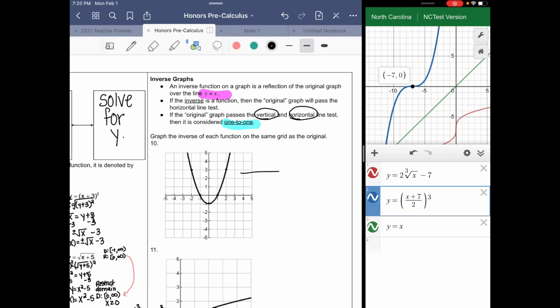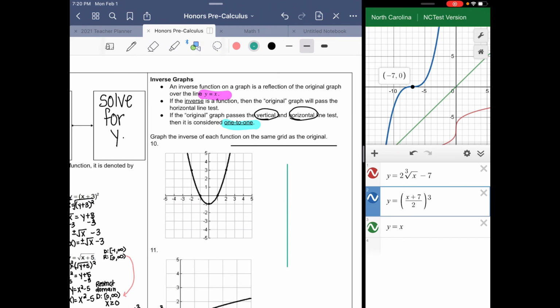So an example of this, if I have a line here, so I'm going to draw a line, all right, and my line, if I take it and I drag it, see that it does not pass the horizontal line test. All right, so I'm going to draw another line that's vertical, and I can see that this line right here passes the vertical line test. So the original is a function. Okay, that is because it passes the vertical line test.